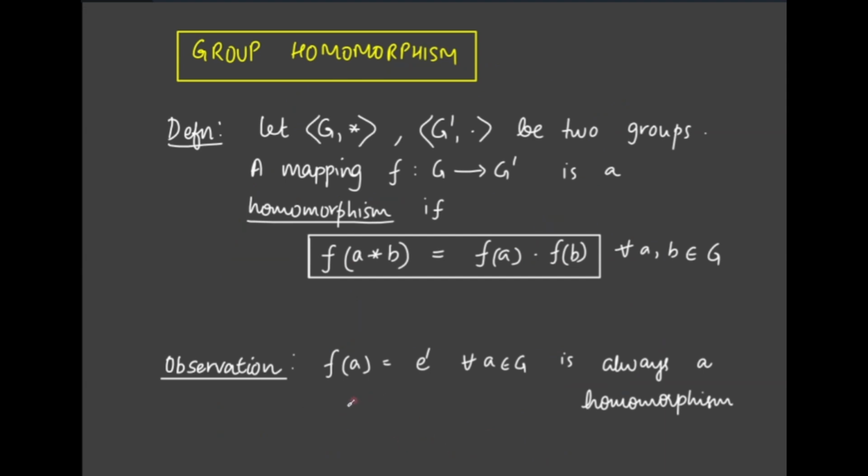So an observation: f of a equals e' for all a belonging to G is always a homomorphism. Here e' is the identity element in the codomain. So this is the trivial homomorphism, where all the elements in the domain are mapped to the single identity element of the codomain.